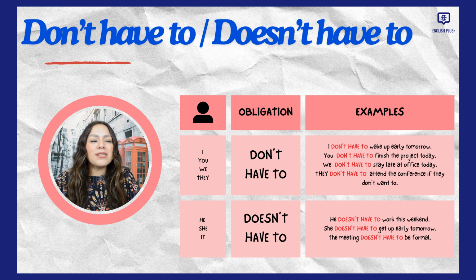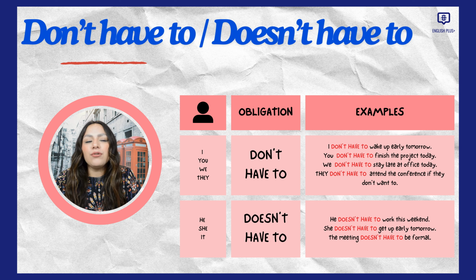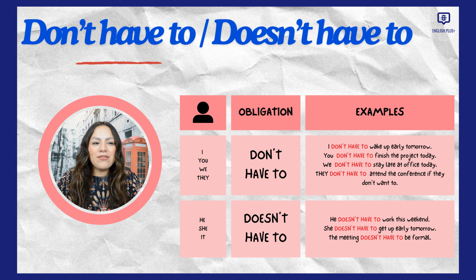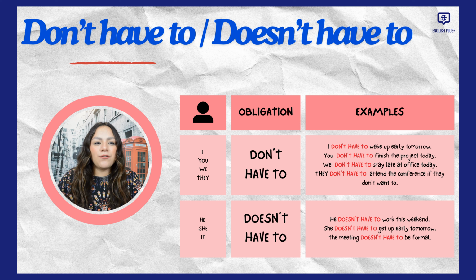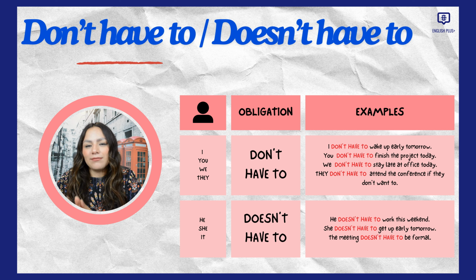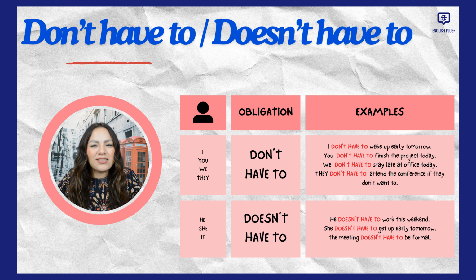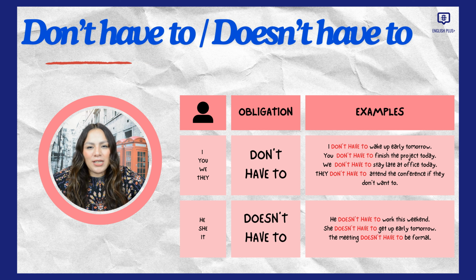Let's check the first examples with I, you, we, and they, or don't have to, which is, I don't have to wake up early tomorrow, so it's not necessary, right? It's not my obligation. Let's continue with one more. You don't have to finish the project today. One more time, it's not necessary because it's not my obligation.